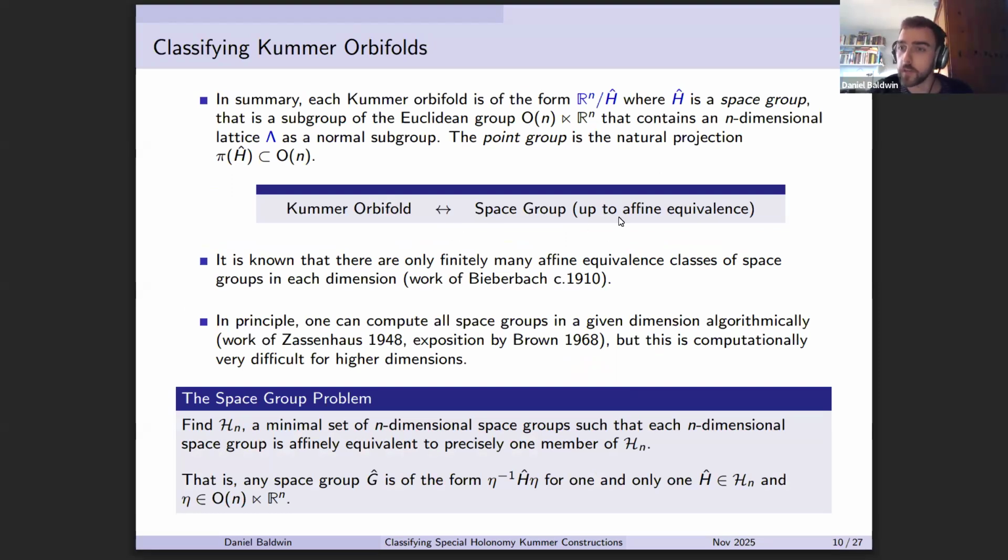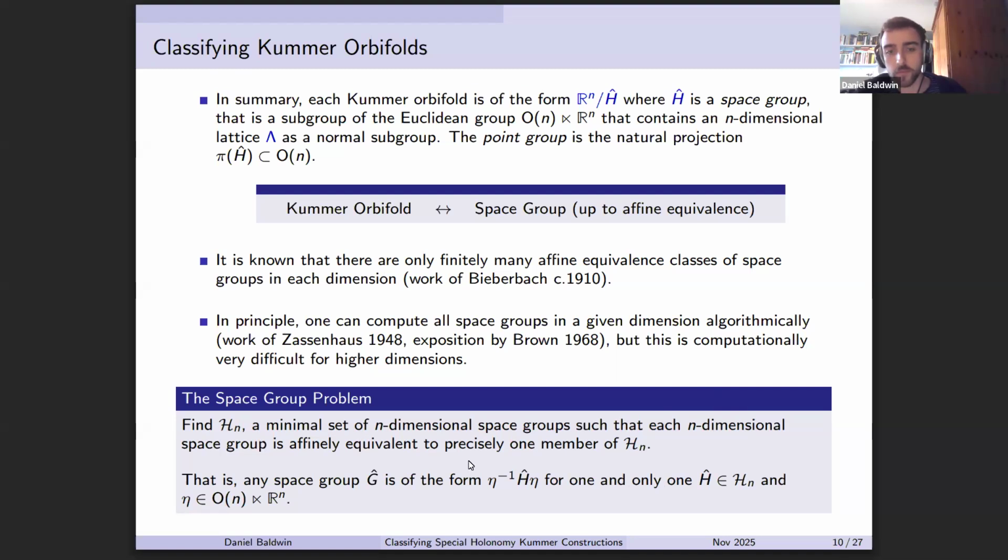So if we want to go about classifying Kummer orbifolds, this is exactly the same problem as classifying space groups up to affine equivalence, which is a classic problem. So it's known that in each dimension n, there are only a finite number of affine equivalence classes of space groups. This was shown by Bieberbach. And in principle, it's known that you can compute all space groups in a given dimension algorithmically. And this is due to Zassenhaus in 1948. But this is computationally very difficult for high dimensions.